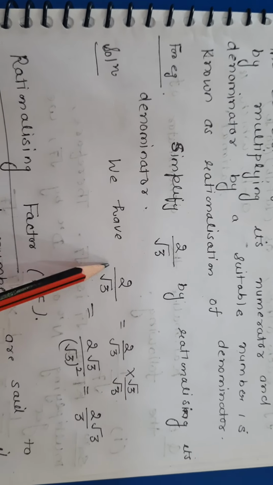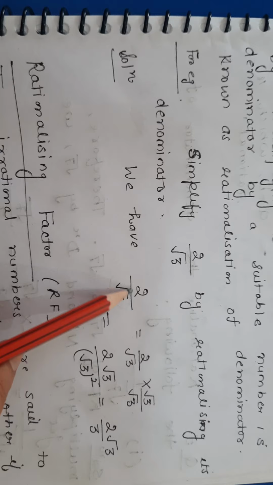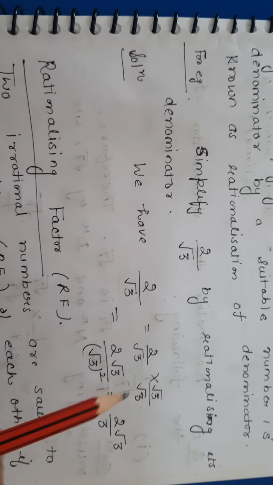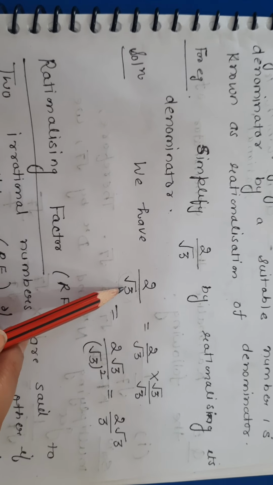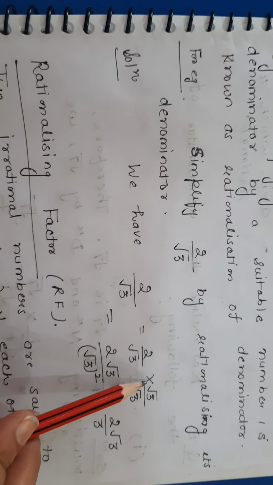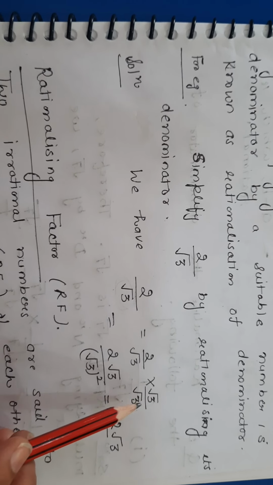Now here the denominator is square root of 3. So that means you have to convert this irrational denominator to a rational number. What will we do? We multiply the numerator and denominator by square root of 3.